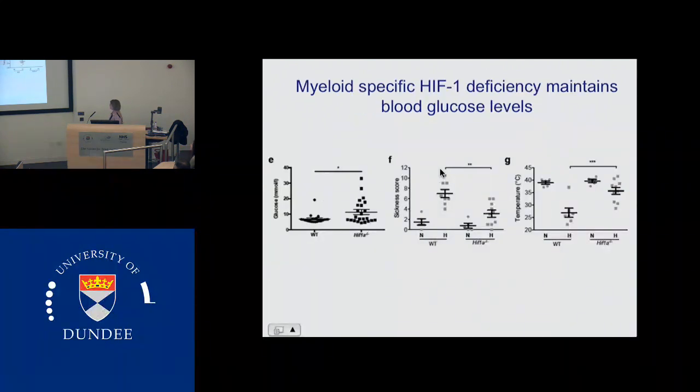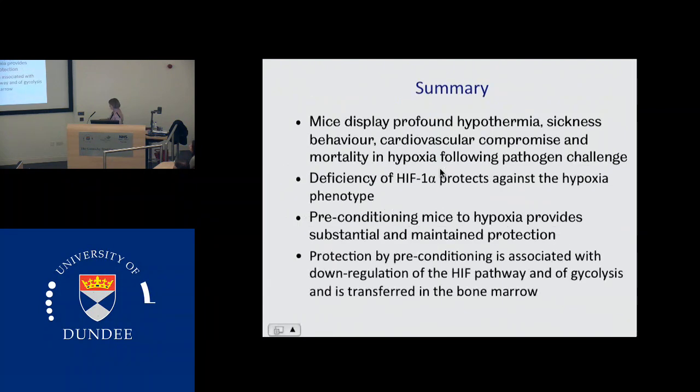And when we went to look back at our HIF1 deficient mice, we were able to show that the HIF1 knockouts actually maintain their blood glucose levels better than the wild-type mice exposed to hypoxia and infection. So we are revealing quite important metabolic disturbances in these animals.